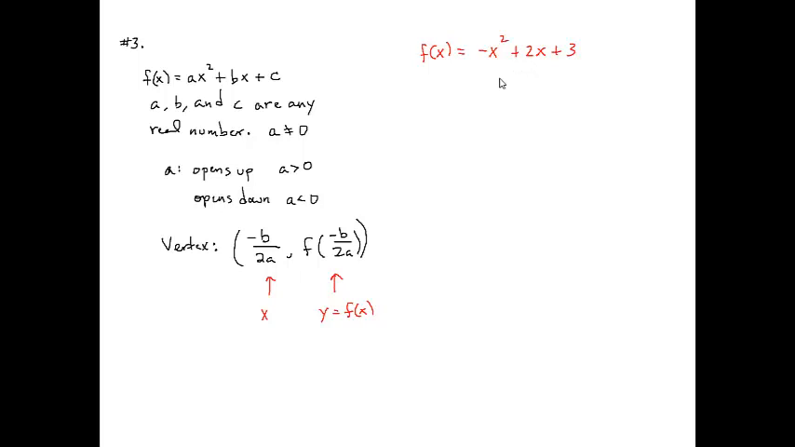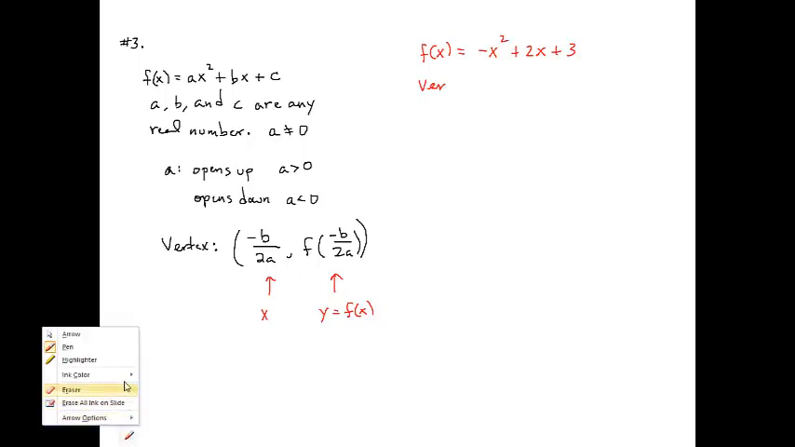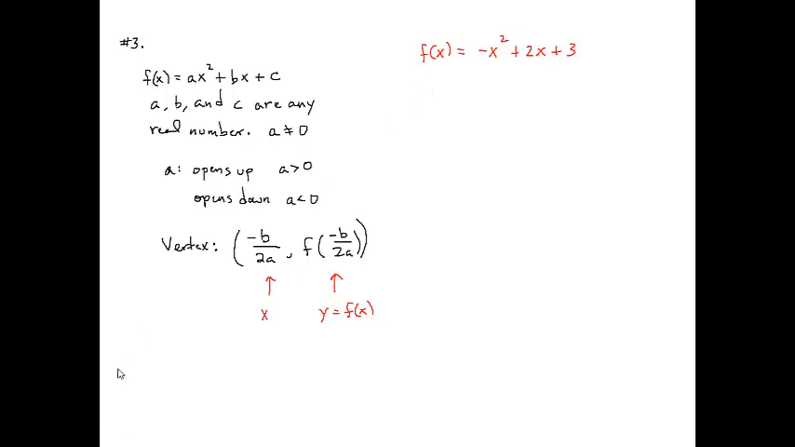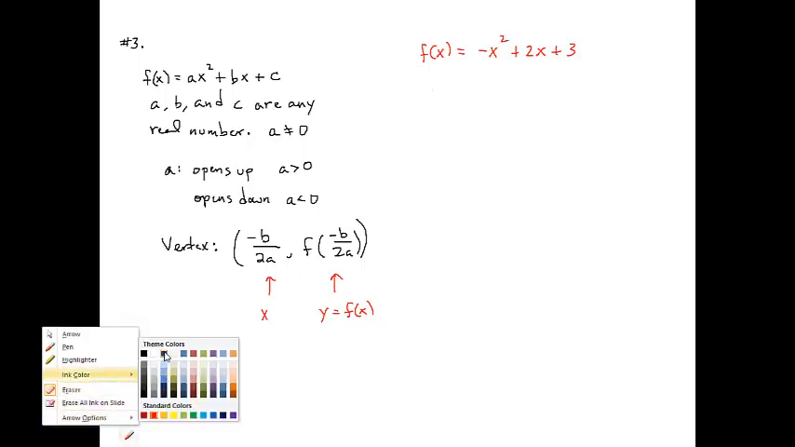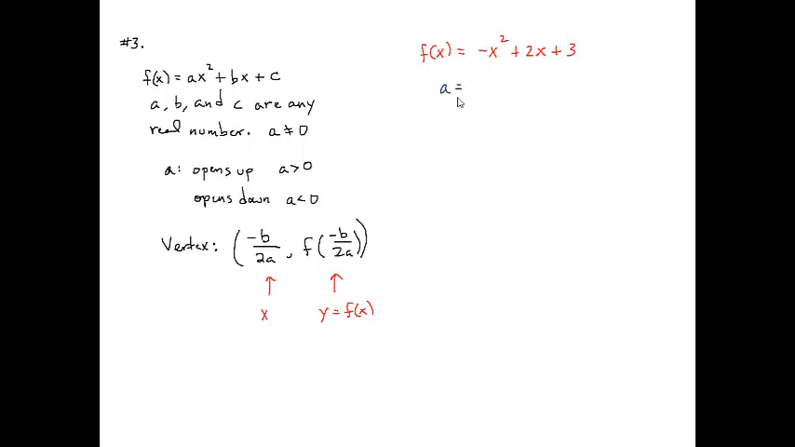Okay, first things first, let us find the vertex. But before I even do that, I always like to label my constants, my a, b, and c. Let's go ahead and label them. So what is a, what is b, and what is c? Well, a is negative 1. B is 2. Make sure you're looking back at the form. A times the x squared term, b times the x term, and c is just a constant hanging out by himself.